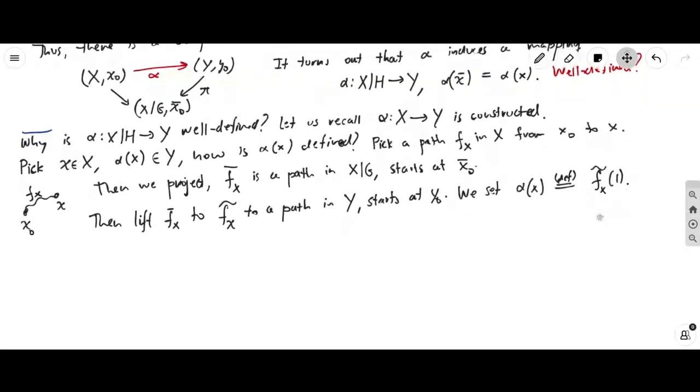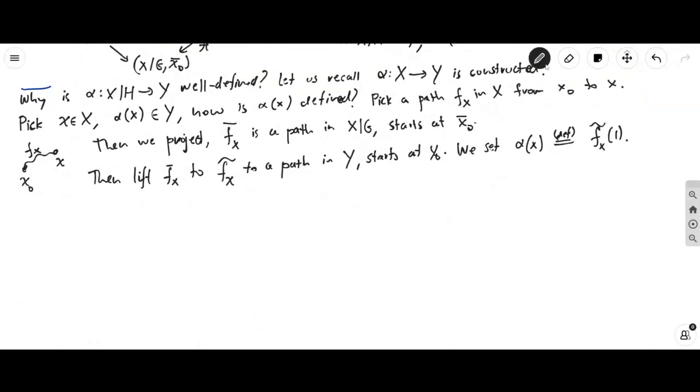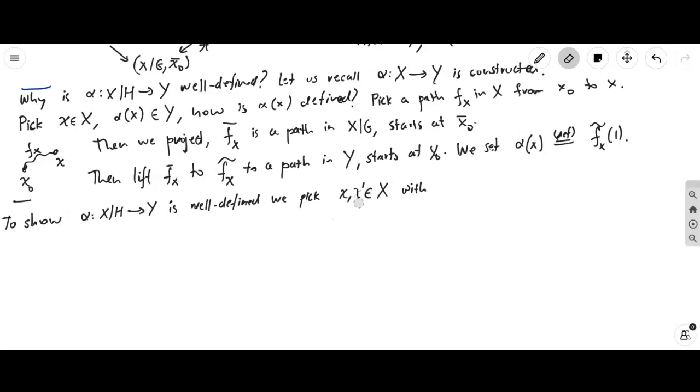So what we have to do next, okay, so that's the idea. So here's what we do next. To show that alpha from x mod h into y is well defined, we pick two points, x and x prime, in the simply connected space, with x and x prime being the same mod h. So that's another way of saying that x prime is some translate of x for some translate in this subgroup.